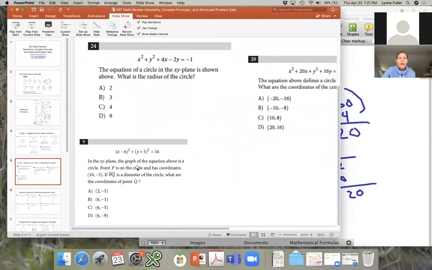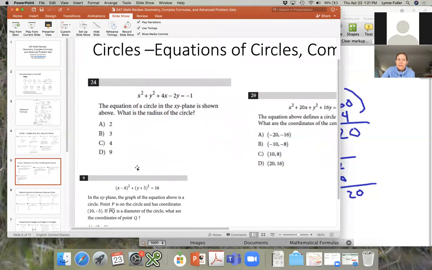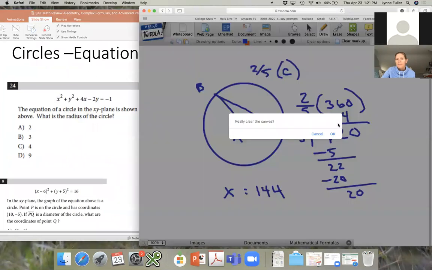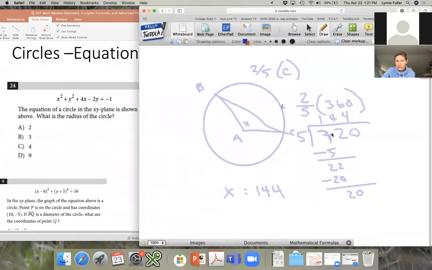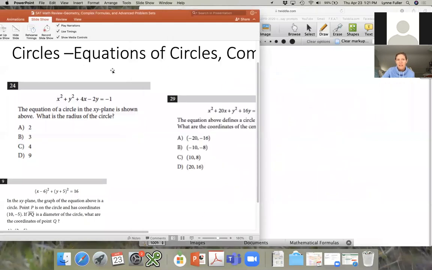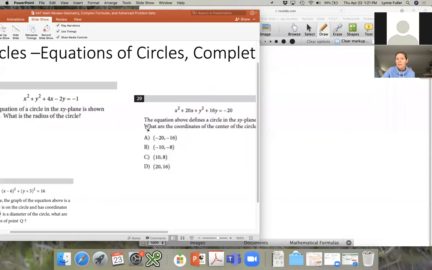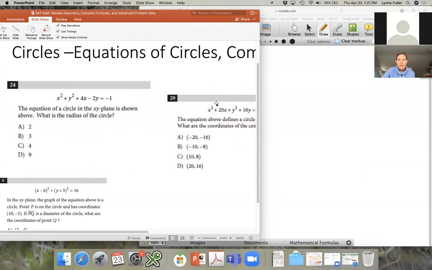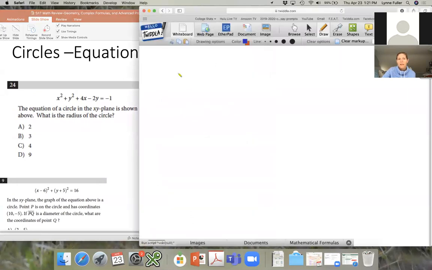Okay, that's going to take us into another side of circles. So circles, yes, we could do length of the arc, area of the sector. We can also lead into the unit circle, which we'll talk about later. But we also have equations of circles and completing the square. So let's talk about the equation of the circle, and then what we're going to do is work into completing the square.